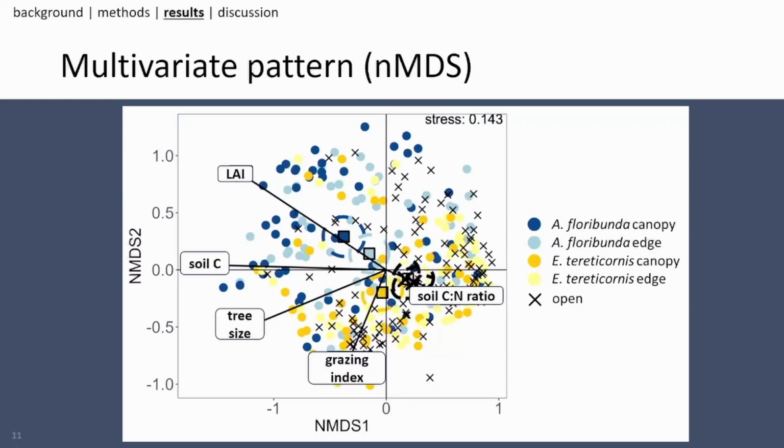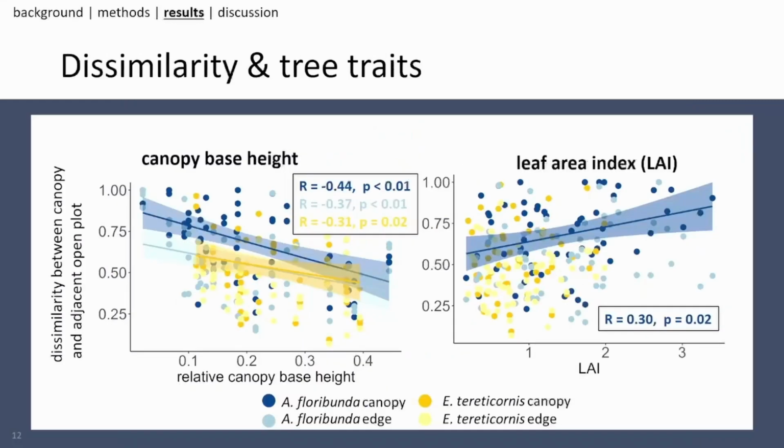But somehow it's also unsurprising that there were not really any strong differences, because I looked at a large range of tree sizes. Trees ranged from DBH 13 cm up to 2 meters, and there were fewer effects beneath smaller trees compared to larger trees. I also looked at certain tree trait variables and how they related to the dissimilarity between canopy and adjacent open plots, and found, for example, a negative correlation between canopy base height and dissimilarity. And I found that a higher leaf area index was also associated with a higher dissimilarity between canopy and adjacent open plots.